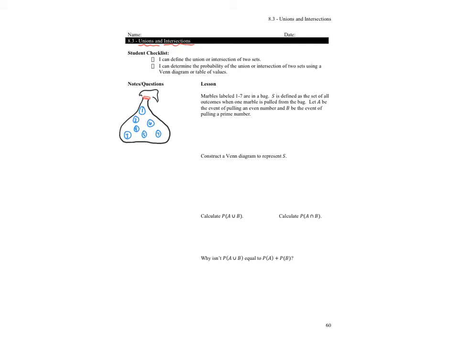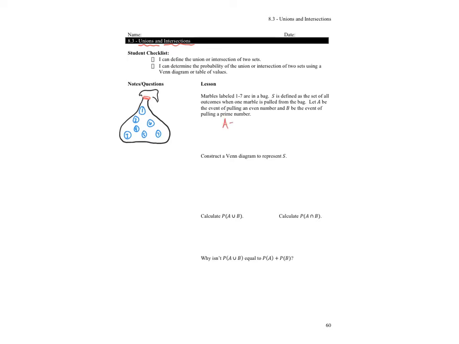intersections in the future. So in our first situation, we've got marbles that are labeled 1 through 7 in a bag. And S has been defined as the set of all outcomes when one marble is pulled from the bag. So you're just going to pull a marble, and all the possible outcomes of what could happen when you do that are defined to be S. So obviously that's just going to be 1, 2, 3, 4, 5, 6, or 7. Now we're given A. So let A be the event of pulling an even number. And because we're pulling an even number from the bag, A is a subset of S.